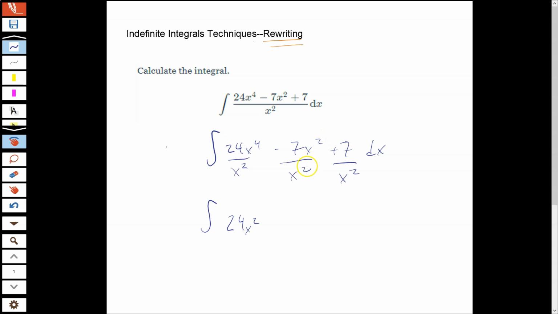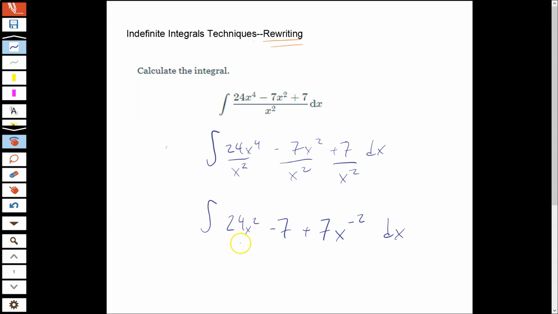Here, my x's cancel out, right? I'm just left with minus 7. And then here, plus 7, and I'm going to write it like this: 7 times x to the negative second power. Okay, so when I move that exponent to the top, the sign changes. And now I have a power rule problem.